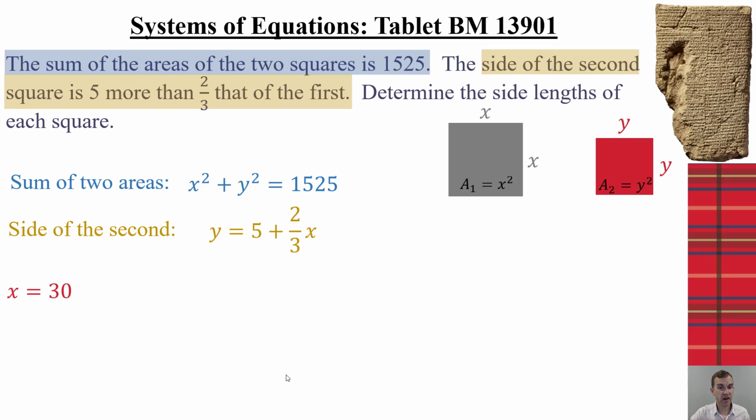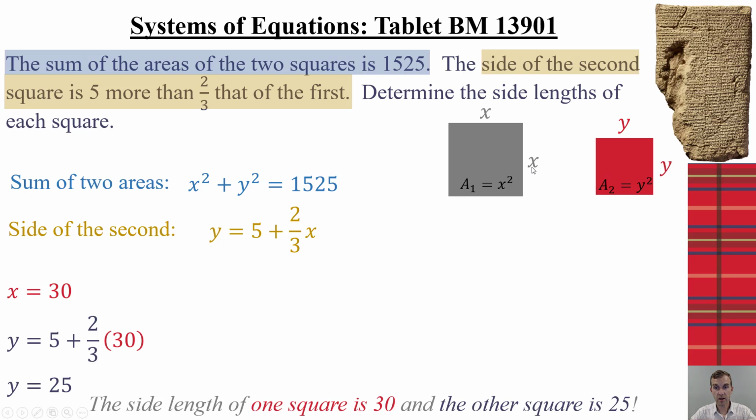Now that I have its value, I can substitute into either equation and then find the value of y. So let's just do it for the second equation. So 5 plus 2/3 of 30 gives us 25. This means that the length of one side of the square is 30 and the other is 25.